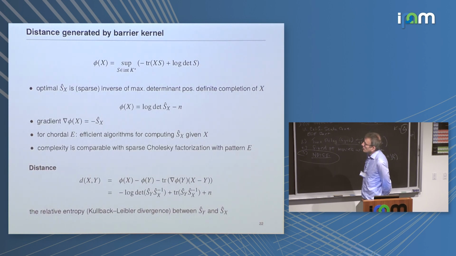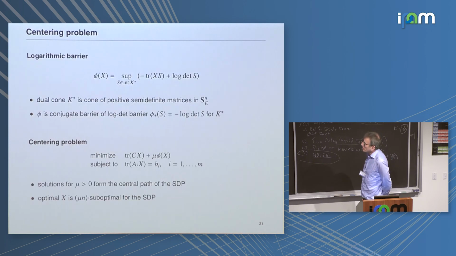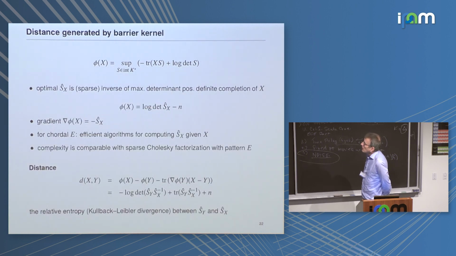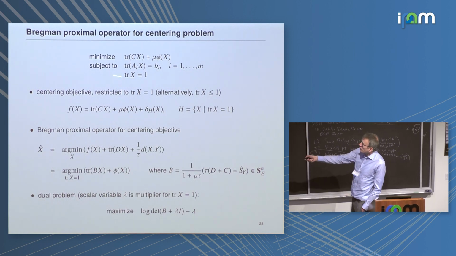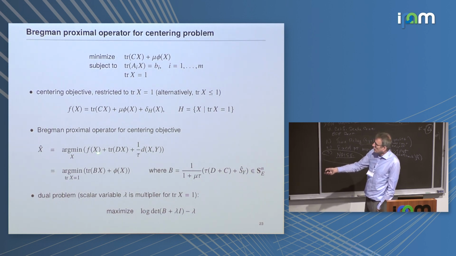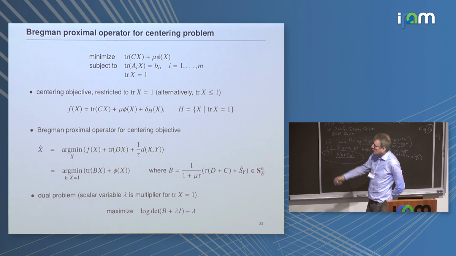So suppose we use the Bregman distance defined by the logarithmic barrier function and apply it to the centering objective function, the objective function of the centering problem, with some kind of normalization constraint on the trace of X. Could be an equality, or trace of X is less than some upper bound, or you could also replace the identity with something different. But suppose you have some normalization condition that bounds the feasible set. Then this would be the problem that we need to solve to compute the generalized projection for this centering objective.